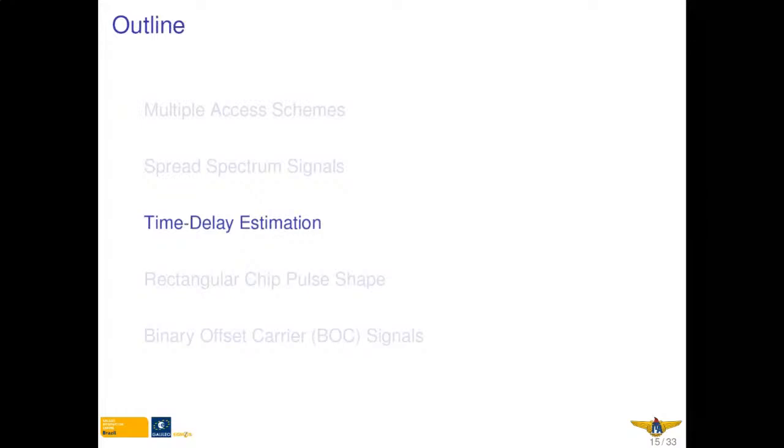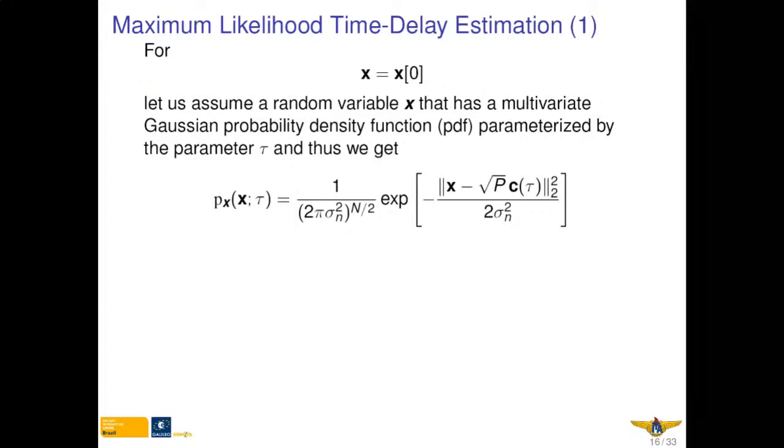So now, how does the receiver perform time delay estimation? If we consider only the first period, so x of 0, and we call this now x, let us assume a random variable x that has a multivariate Gaussian probability density function, PDF, parameterized by the parameter tau, and thus we get this equation.